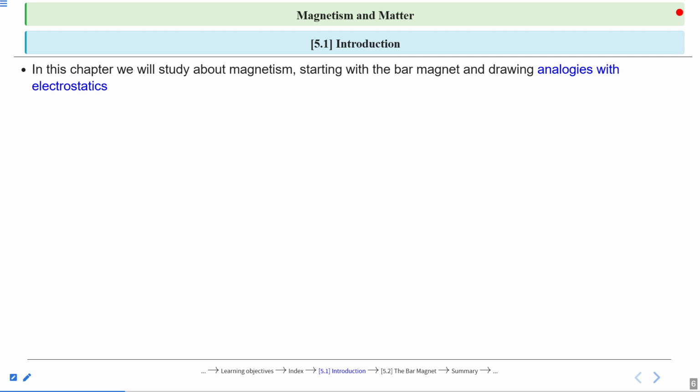In this chapter we will study magnetism, starting with the bar magnet and drawing analogies with electrostatics. We are going to find the magnetic field at the axial line of the bar magnet and at the equatorial line of the bar magnet, similar to the electric dipole moment. We have derived the electric field at the axial line and at the equatorial line of the dipole. Similarly, we are going to derive the relations for the bar magnet and draw the analogies with electrostatics.